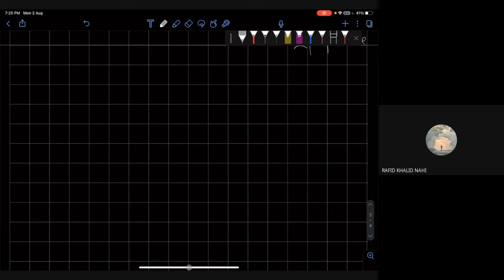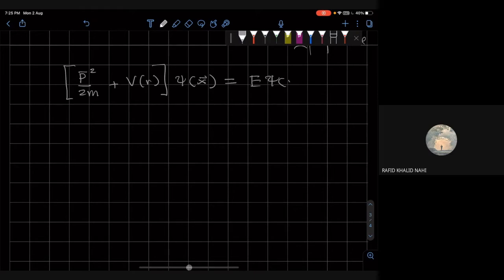So let's look at the Schrödinger equation, the time-independent Schrödinger equation, which is given by, of course, p squared by 2m plus the potential energy term acting on psi of x equal to the energy eigenvalue times psi of x. Okay.